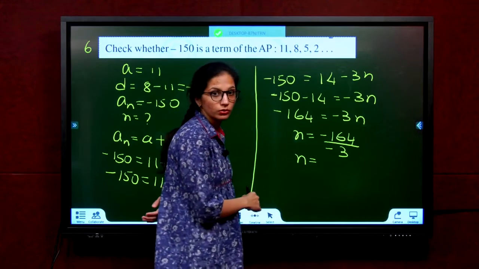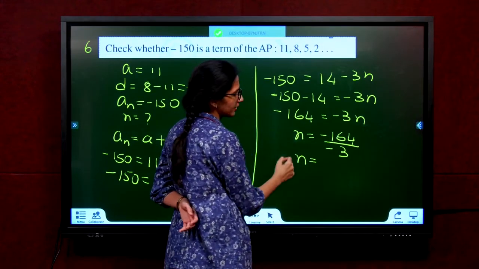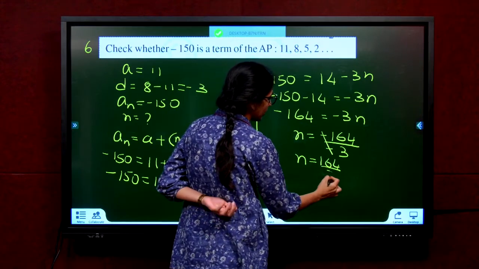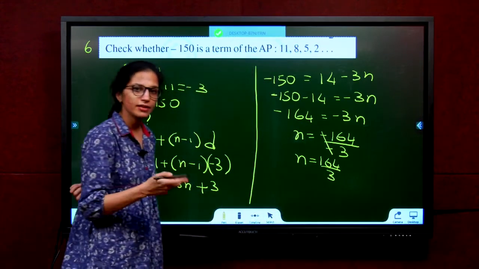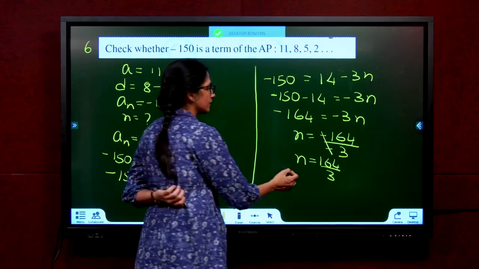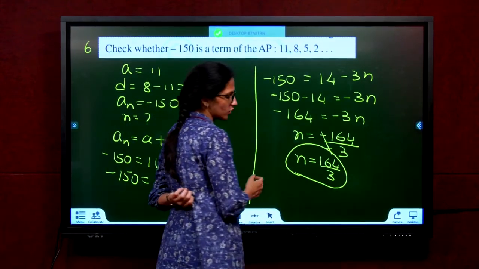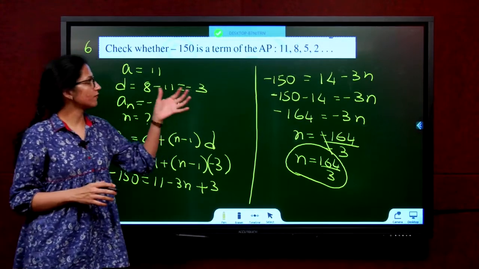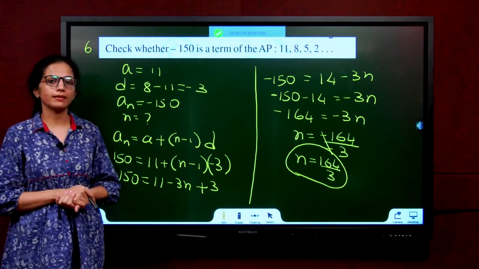n is equal to, is this divisible by 3? First of all, no. So is this a positive integer? Positive, yes, but is it an integer? No. Since n is not a positive integer, therefore this is not possible. Minus 150 is not a term of the AP.